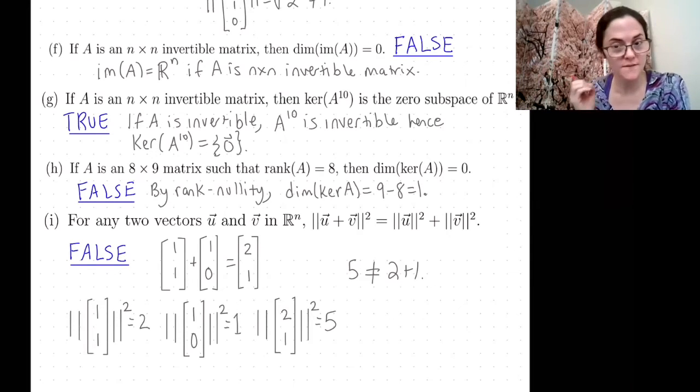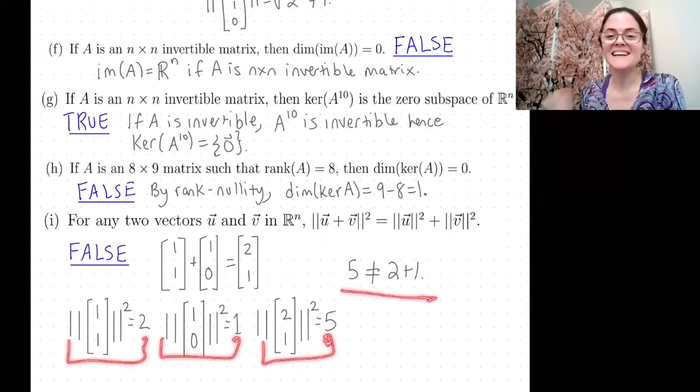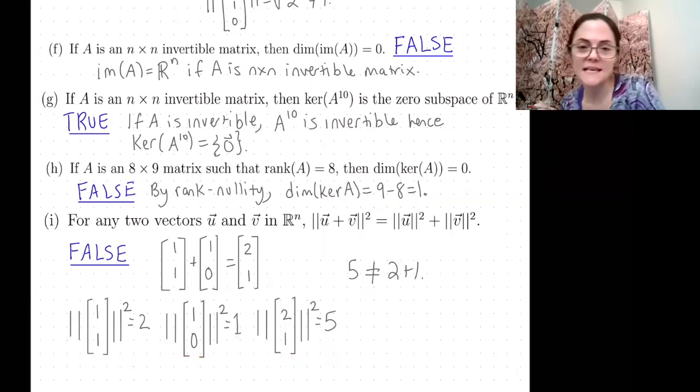But if you want justification, here are two vectors, 1, 1, and 1, 0, and they are definitely not perpendicular. Their dot product is 1, not 0. I add them together, I get 2, 1, and then I just start computing. This length squared is 2. This length squared is 1. This length squared is 4 plus 1, 5. But 5 is not equal to 2 plus 1. And so you see this is false.